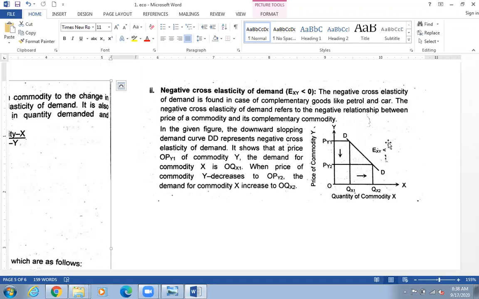Okay, so जब एउटाको प्राइस हाई हुन्छ त्यसको डिमान्ड त घट्यो, अर्कोको डिमान्ड पनि घटेर जान्छ. Okay, so petrol and car, so this is the example of negative cross elasticity of demand. The negative cross elasticity of demand refers to the negative relationship between price of a commodity and its complementary commodity. Okay, so complementary commodity सँग उल्टो relation छ. Okay, so suppose we are talking about pen, so pen को दाम बढ्यो.